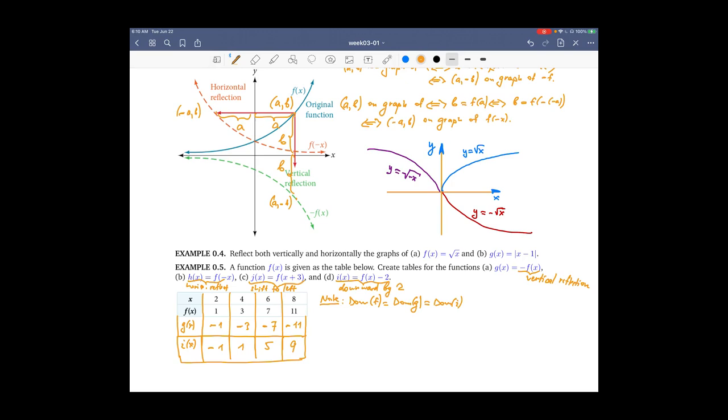Okay, let us now create the table for the function h. Note that the domain of h will be different. Exactly how different? The domain of h will be symmetric to the domain of f with respect to 0. In other words, I should take all the input values for f and negate them. The function row will stay the same.